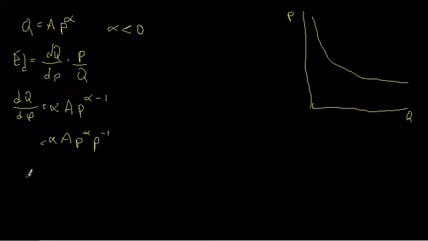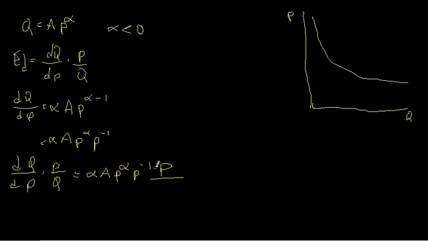P to the minus 1. Now if we compute the elasticity, dQ/dP times P over Q, we have alpha A P to the alpha P to the minus 1 times P divided by Q, but Q is A P to the alpha.